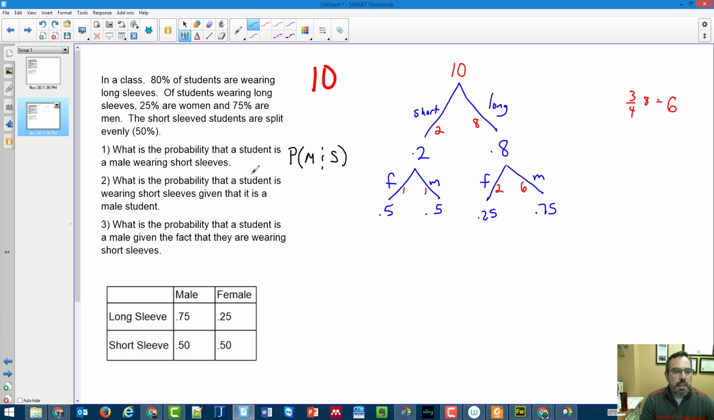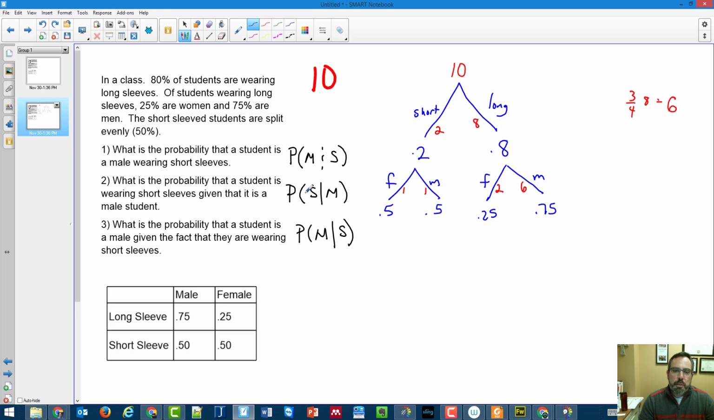What is the probability that a student is wearing short sleeves given that it is a male student? That is a slightly different probability. And this one, what is the probability that a student is a male given the fact that they're wearing short sleeves? I want to take a look at each of these and see how they're similar and different and what the numbers are. So let's start with this. What is the probability that a student is a male and wearing short sleeve shirts?